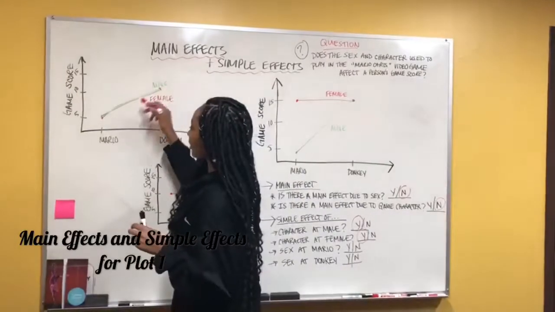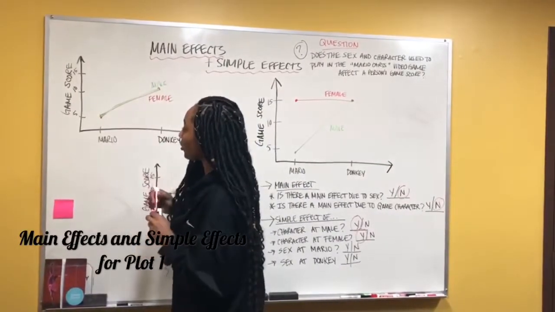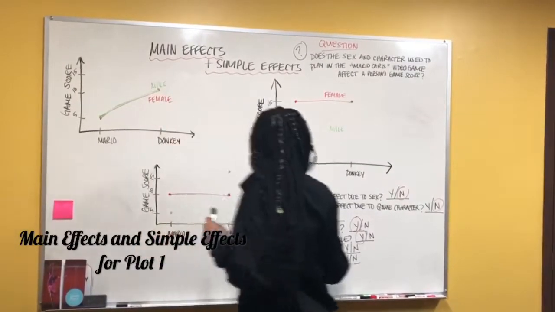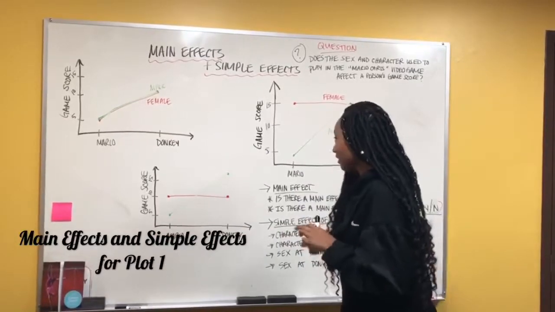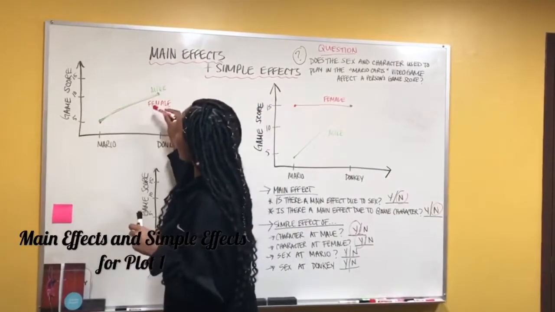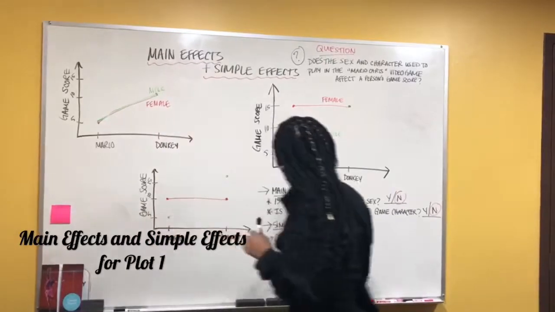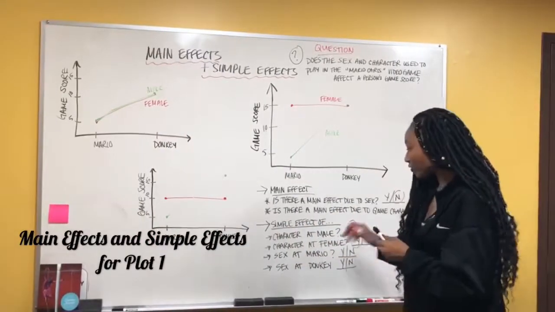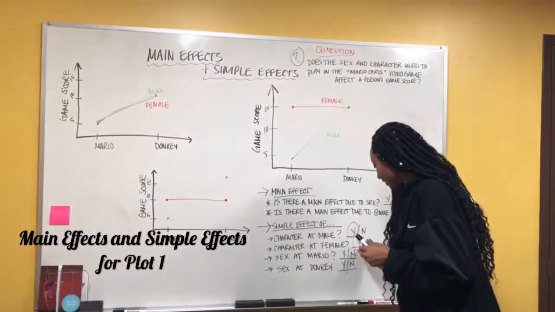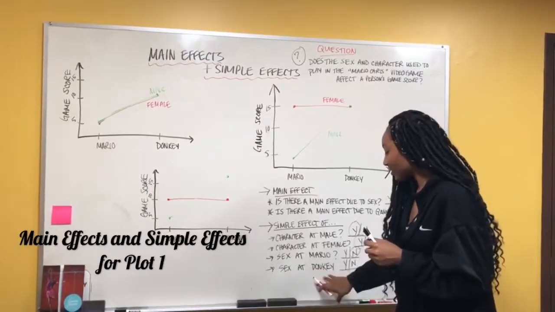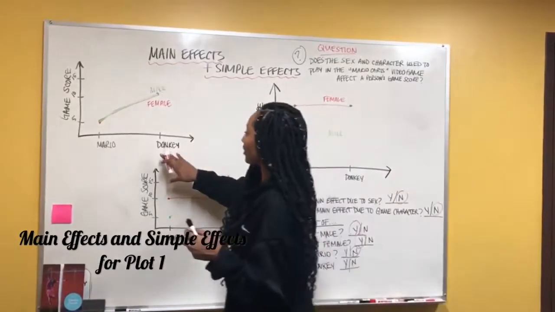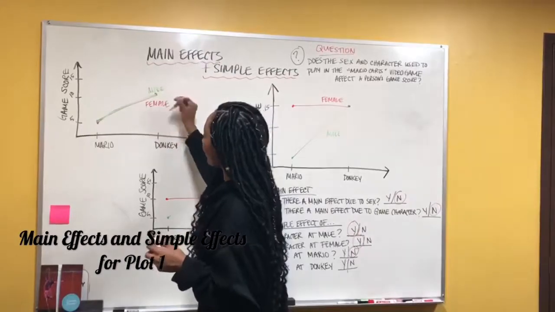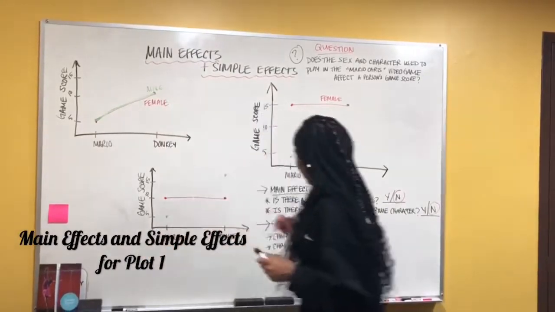Sex at Mario, we're going to say no, because if there's a simple effect of sex at Mario, then we'd see a difference between the sexes, but we don't. So sex at Mario is going to be a no for a simple effect. And for sex at Donkey, it's going to be a no because the sexes don't vary. So there is no simple effect at that.